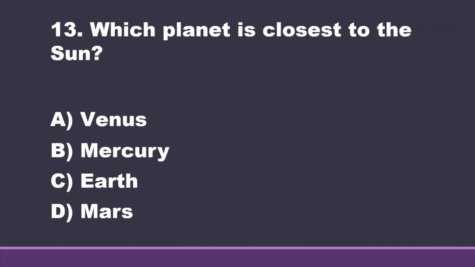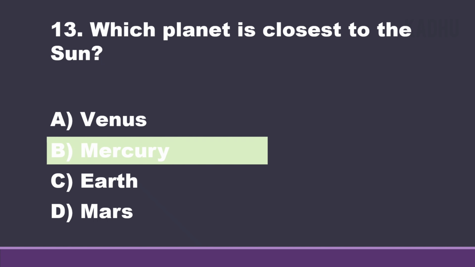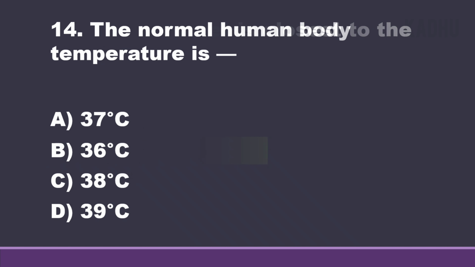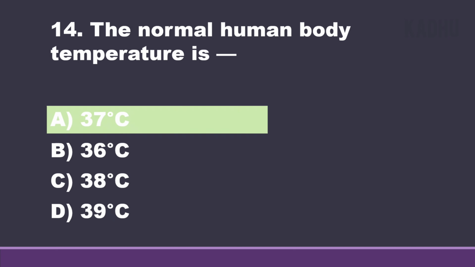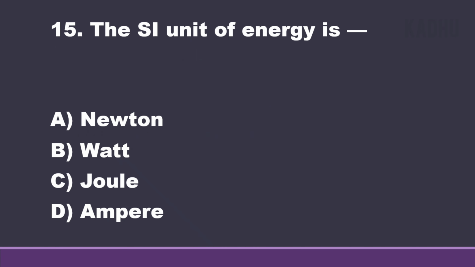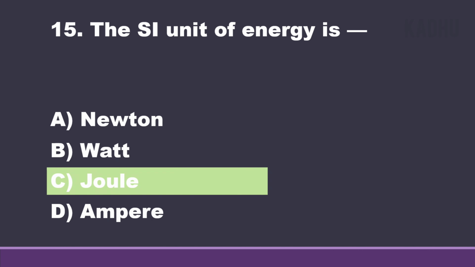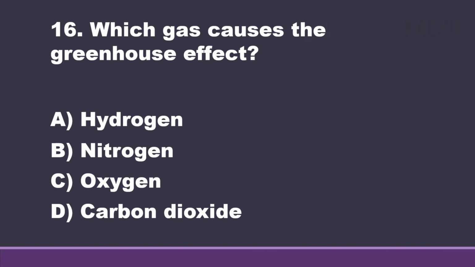Which planet is closest to the sun? So for this question, option B will be the correct answer. Mercury. The normal human body temperature is, so for this question, option A will be the correct answer. 37 degrees Celsius. The SI unit of energy is, option C will be the correct answer. The SI unit of energy is Joule.